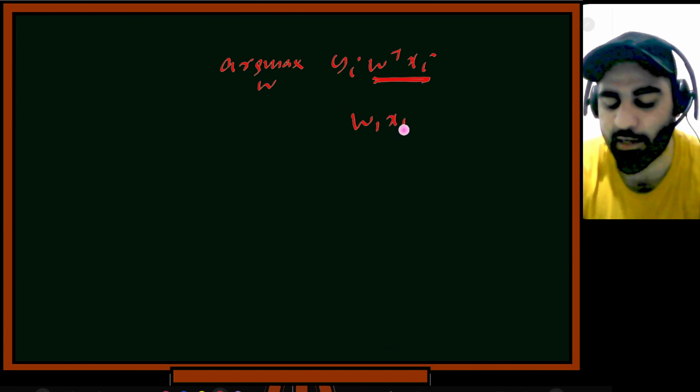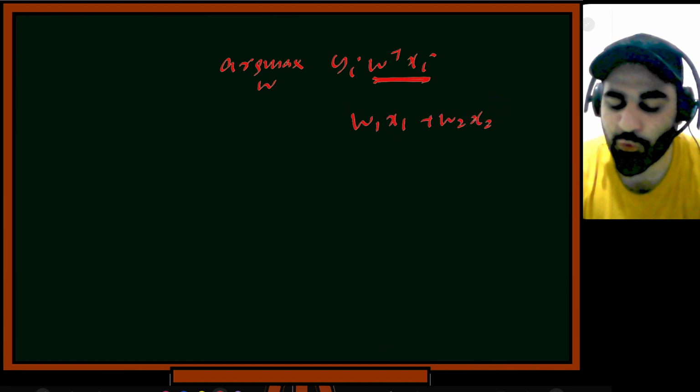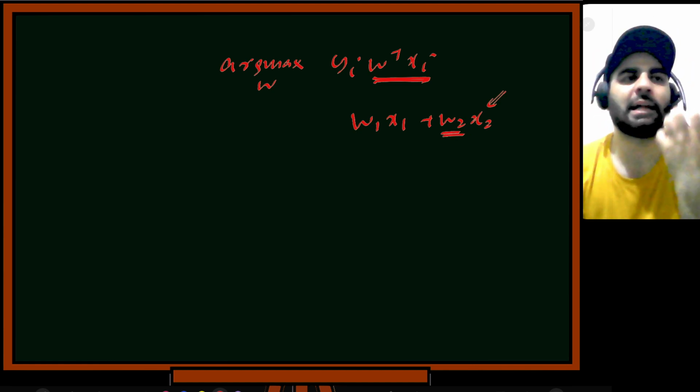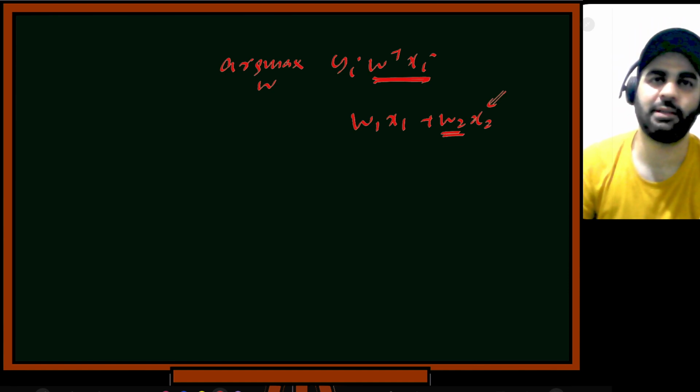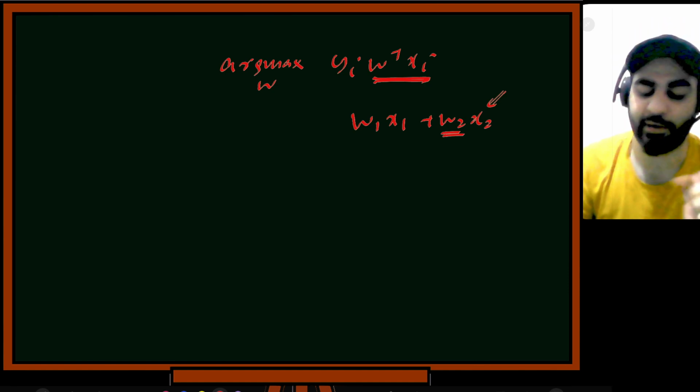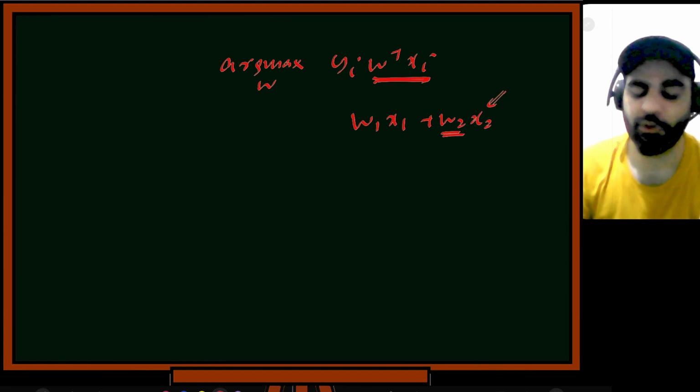So we have W1 x1 plus W2 x2. Now you know that these features are fixed. The more the value of this W, the more important it is, because you somehow want to maximize the sum. Is it clear for everybody? Yes, sir.